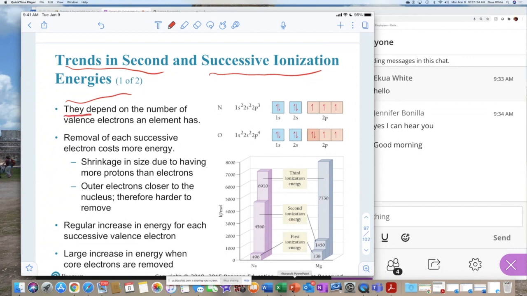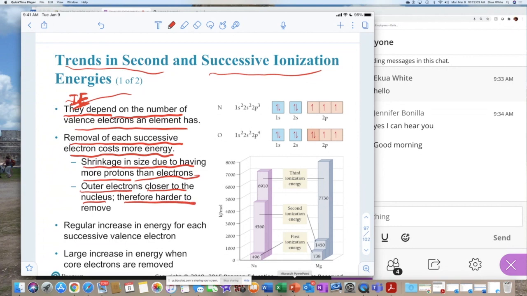So we're told here that ionization energy depends on the number of valence electrons the element has. Removal of each successive electron, not the first one, the newer ones, costs more energy. We got that. Why is this the reason? You have shrinkage in size due to having more protons than electrons. Outer electrons are closer to the nucleus, and therefore they are harder to remove. It costs more.